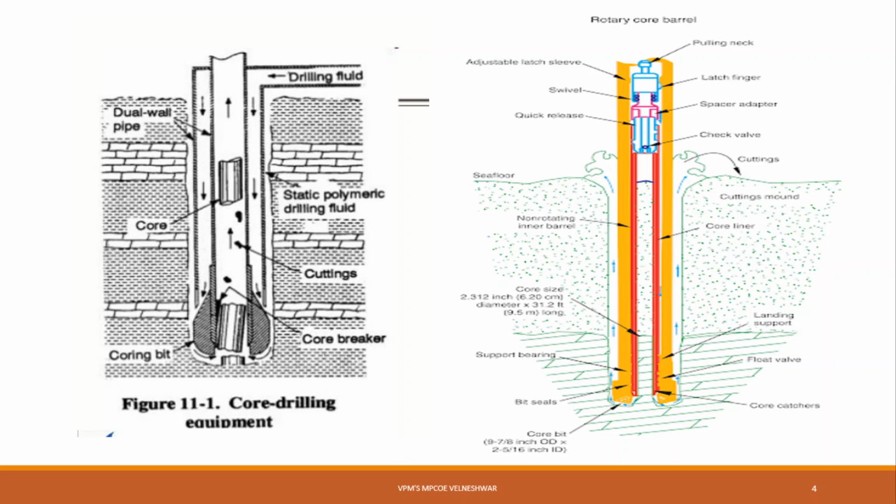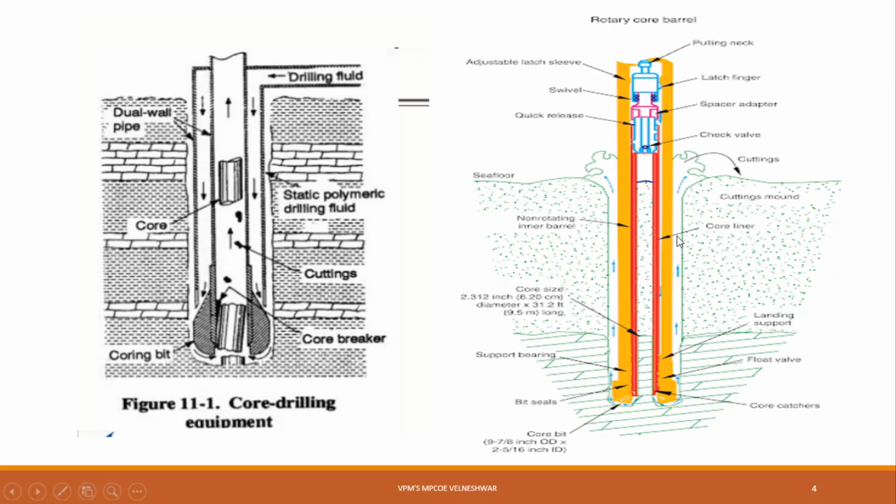If a double tube core barrel is used, it gives a good quality rock sample. If a double tube core barrel is used, then it will give a good quality sample. So this is the double tube core barrel. So this is about the core drilling equipment.